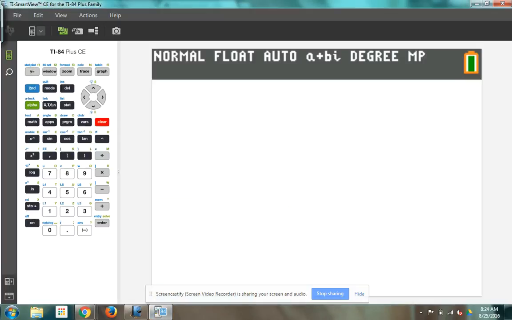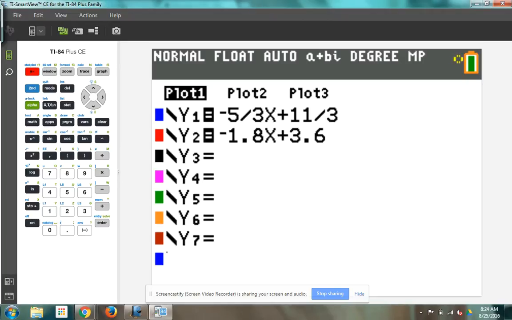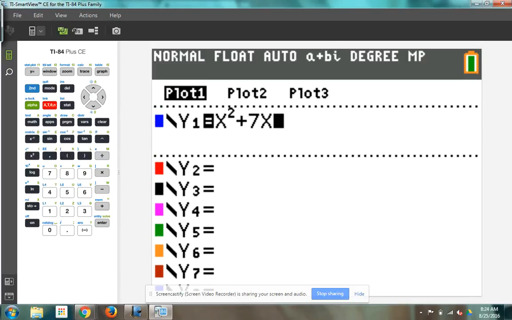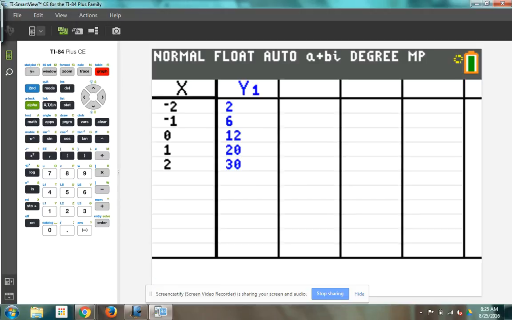Here's how I would do it with the calculator. I'd go to y equals, and I'd type in my problem. I'd clear out all this other junk, and then type in x squared plus 7x plus 12. And then I'd go to my table, so second graph, and I'd type in negative 7 over 2. Negative 0.25. And then you think about that as a fraction.